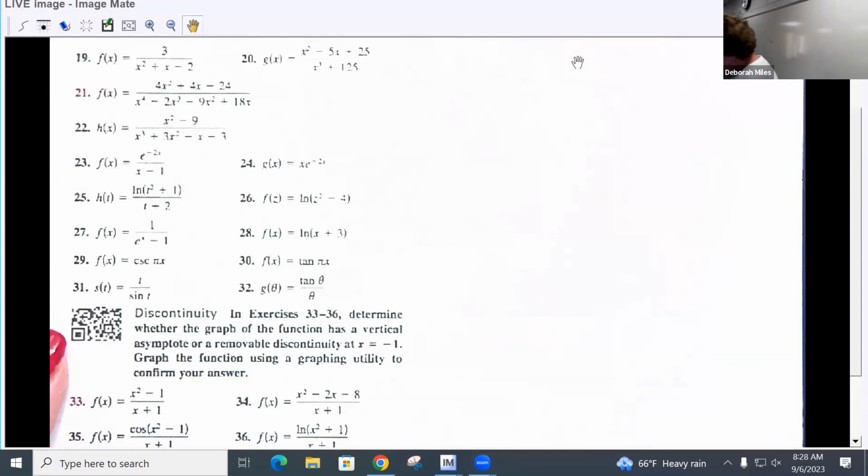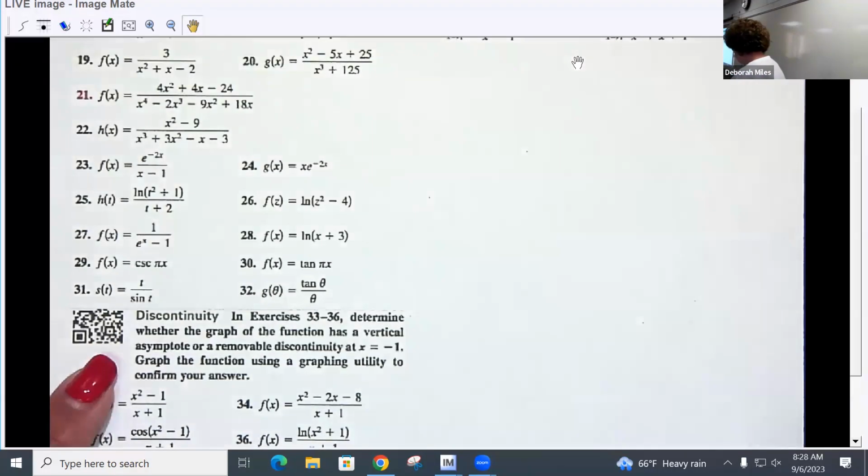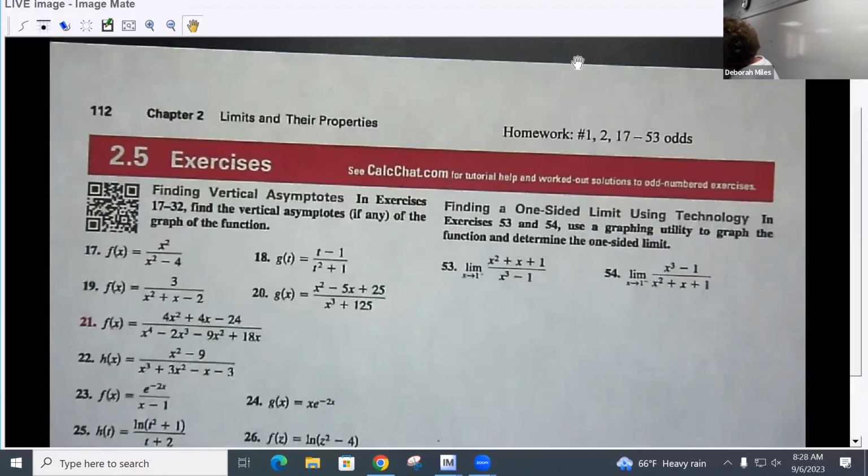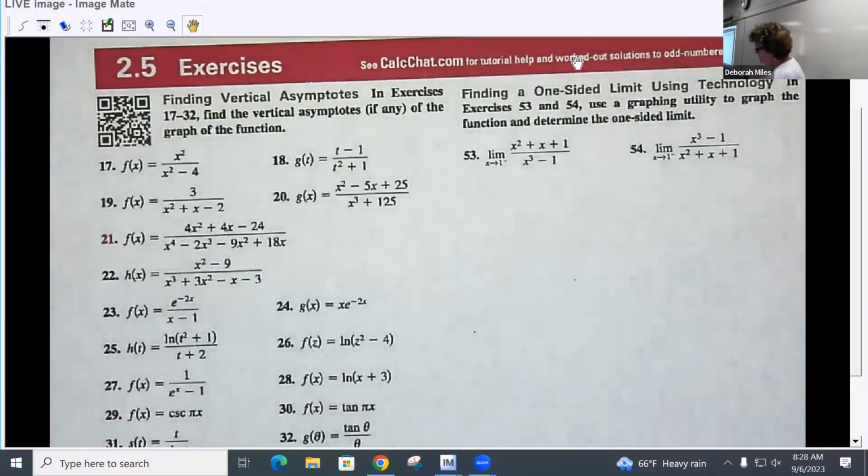So let's see what tonight's homework is going to look like. Does everybody have the copy I made of 2.5 homework? Oh, okay. And you can just write on this for your homework, just like you did last night. Most of these, we're going to determine whether the graph is going to positive infinity or negative infinity by looking at the graph on the calculator. So, 17 through 32. They find the vertical asymptotes, if any, of the graph.